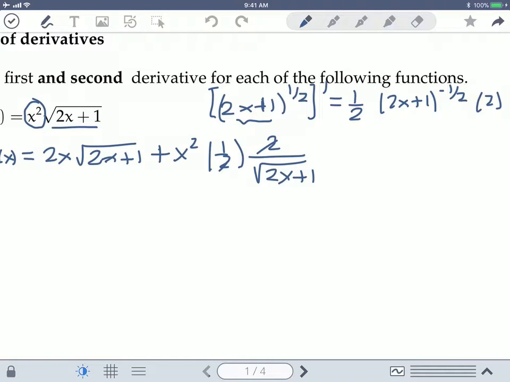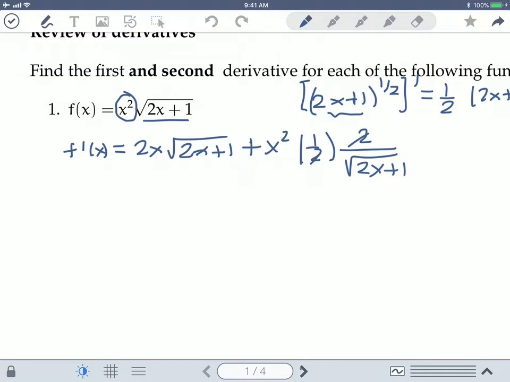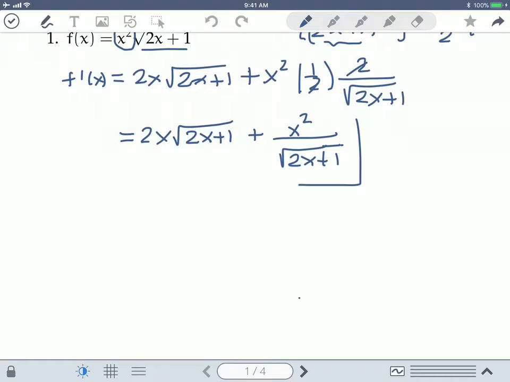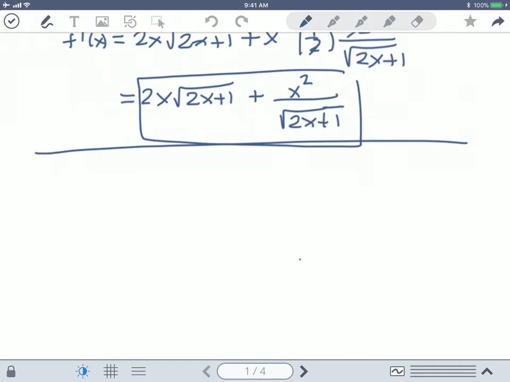So at the end, my first derivative really becomes 2x times this square root plus x squared over this square root. So that's the first derivative, and now the problem says to find the first and second derivative. So this is the first one. Done.